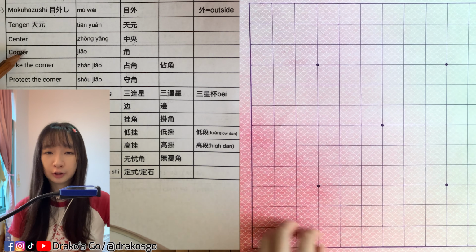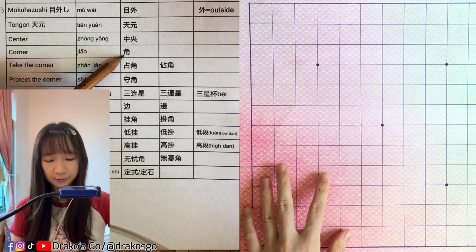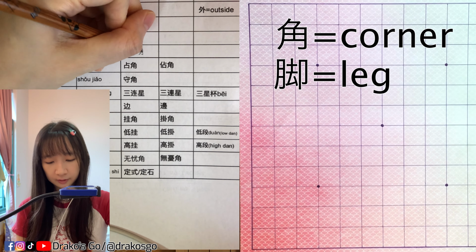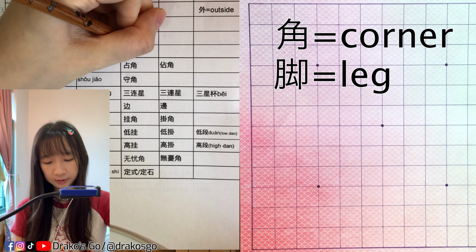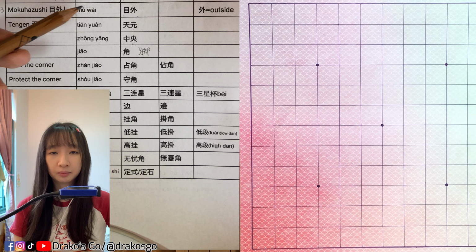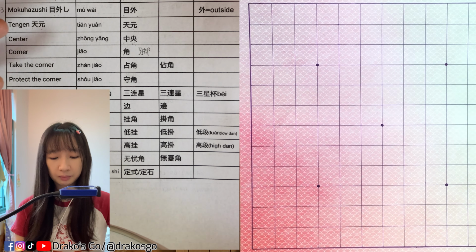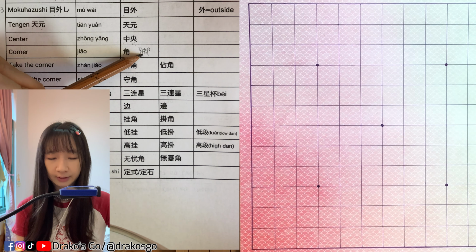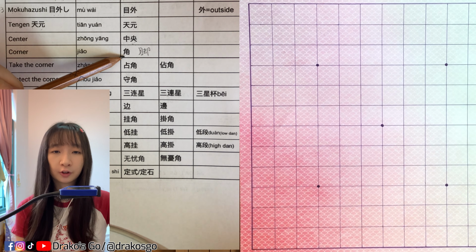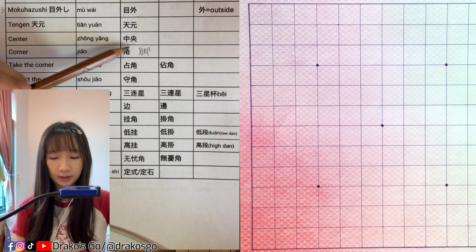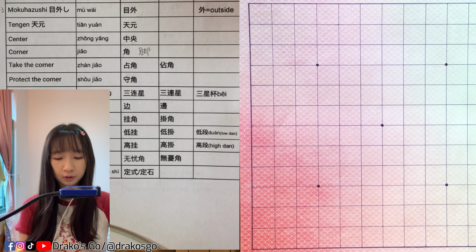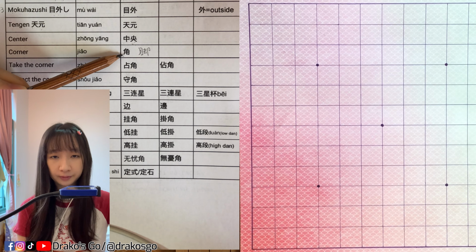So when we refer to the corner, we say jiao. So jiao, if written differently, it means leg. You'll see that in Chinese there are many words which sound the same, but depending on the context, the meaning is different and the way they are written can also be different. So this 角 is leg, this 角 means corner. So this is not just limited to the Go board. When we are talking about the corner in a room, we also use this word 角.